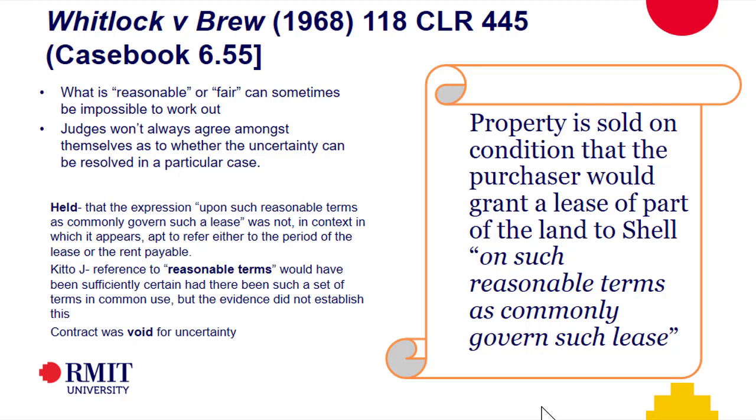So does this mean that if I want to sell a property to you, so I'm going to sell my property to Sarah, on the basis that she's going to rent the property to Alyssa on terms, such reasonable terms as would commonly govern such a lease? Is Hall and Bust authority for the proposition that in the absence of any other terms, that would be an insufficient or an incomplete agreement? Insufficient?